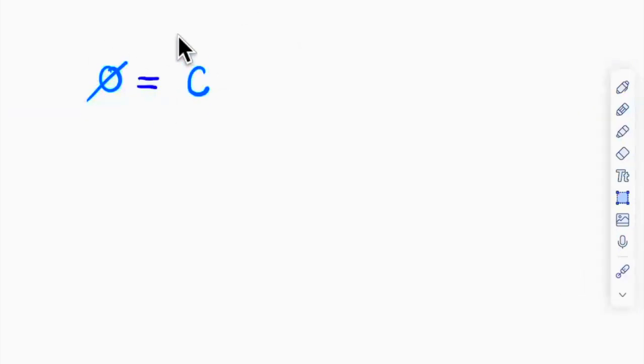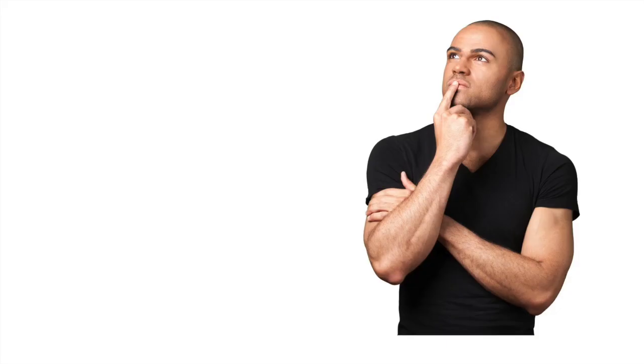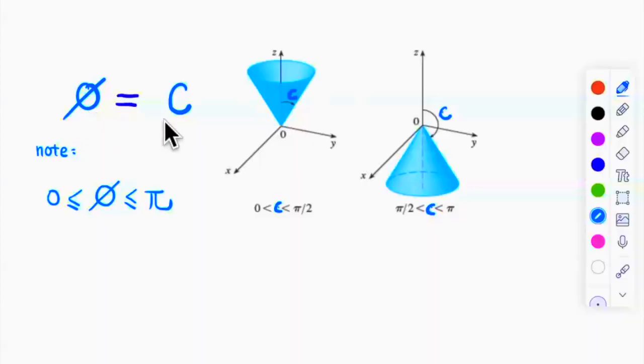What about this equation? Phi equal to c, a constant c. What does it represent? This equation, phi equal to c, remember, phi has to be greater than or equal to 0 and less than or equal to pi. So from 0 to pi, we have two situations.